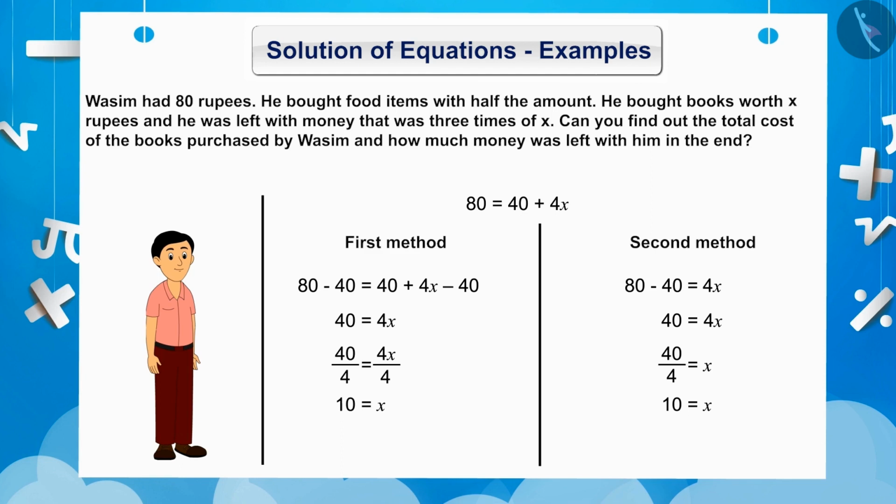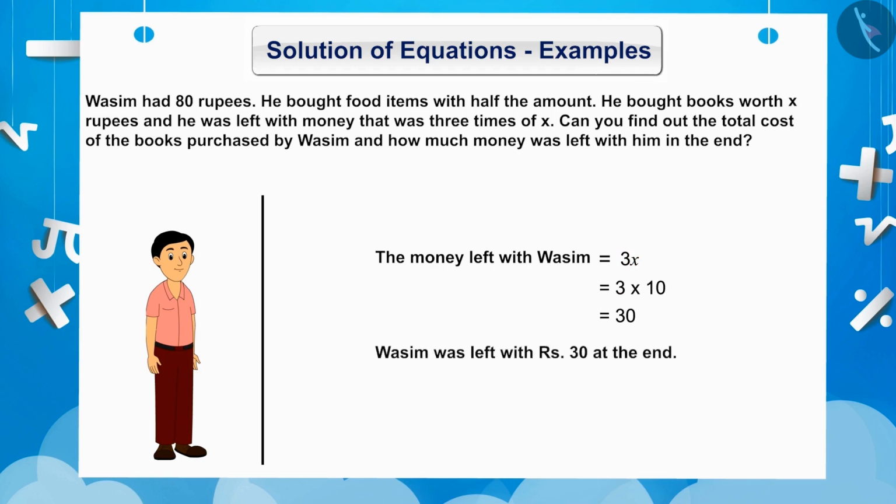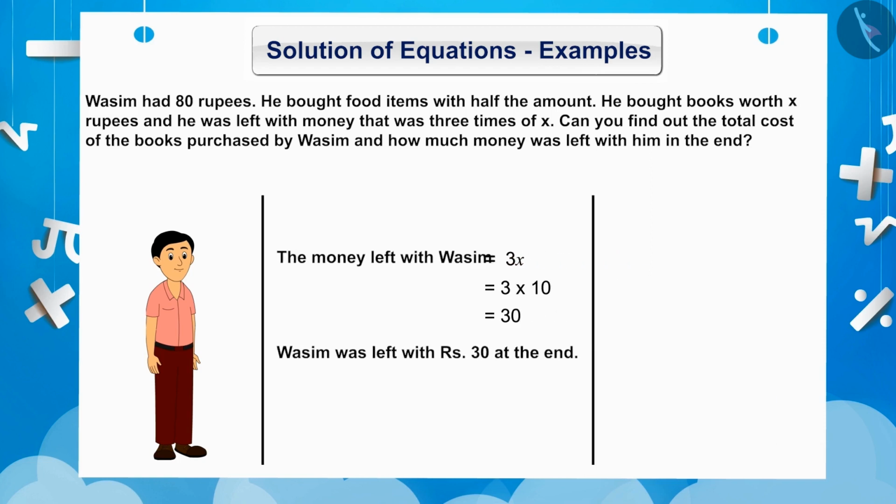As the sign of equality shows the value of RHS is equal to LHS, we can write 10 is equal to x as x is equal to 10. We already know that the value of books is x. This means Wasim bought books for rupees 10. We know that Wasim was left with 3 times the amount of x. This means money left with him is equal to 3x, which is equal to 3 into 10, which is equal to 30. Therefore, Wasim was left with rupees 30 at the end.